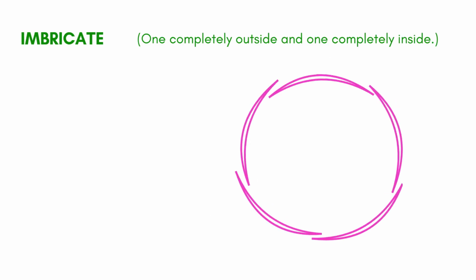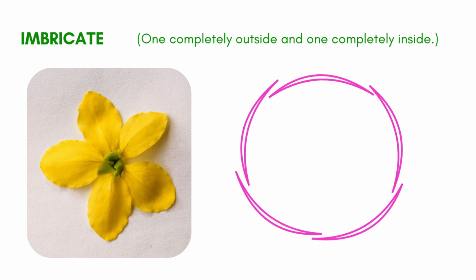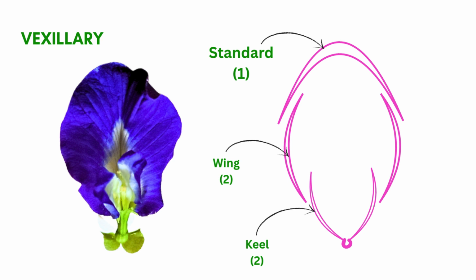If the margins of the sepals or petals overlap one another but not in any particular direction, as in cassia and gulmohar, the aestivation is called imbricate. In pea and bean flowers, there are 5 petals. The largest is called standard, overlaps the 2 lateral petals called wings, which in turn overlap the 2 smallest anterior petals called keel. This type of aestivation is known as vexillary or papilionaceous.